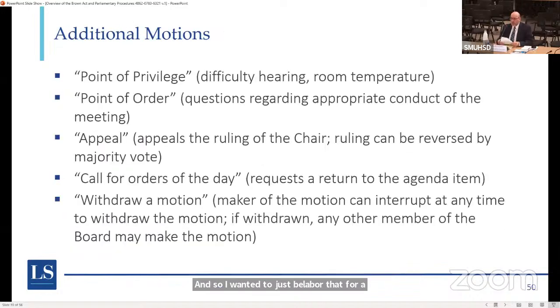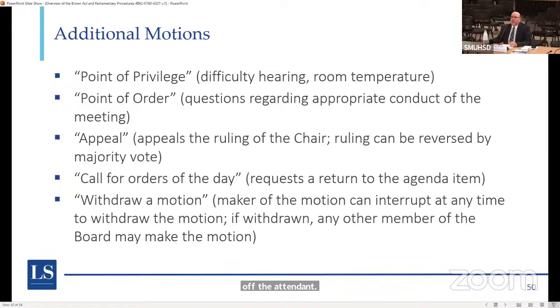A few additional motions just to be aware of. You don't have to be this formal, just use plain English. If the room's too hot, say, excuse me, I'm having trouble hearing, or the room's too hot. You don't have to say point of privilege. Point of order is one I do like. Point of order is, I think we're doing something wrong procedurally. You can interrupt somebody for these. You can interrupt and say, point of order, I don't think this is on the agenda, I think we've gone off the agenda. You can help each other.